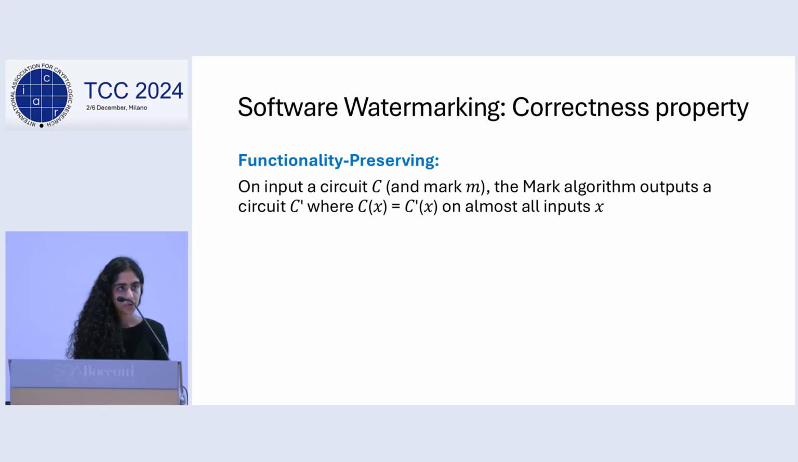And in addition to the correctness and security of the plain cryptographic functionality, we require two additional properties. The first one we call functionality preserving. So on input a circuit C, the mark algorithm should output a circuit C prime, which preserves the original circuit's functionality. So this just means that on most inputs X, C(x) should equal C prime(x).